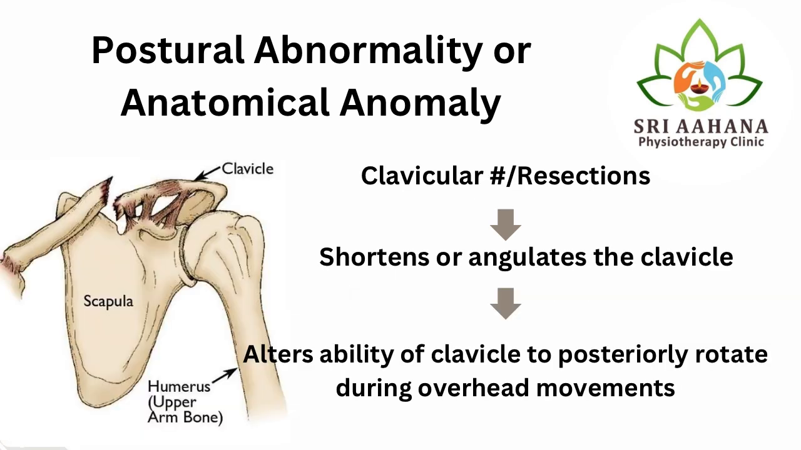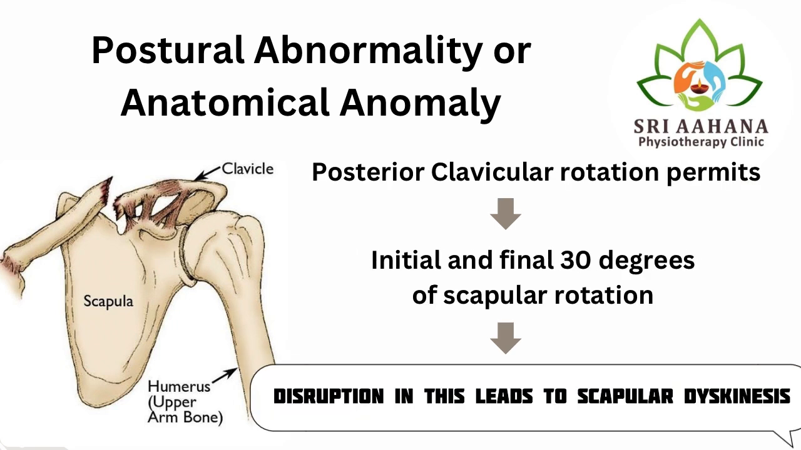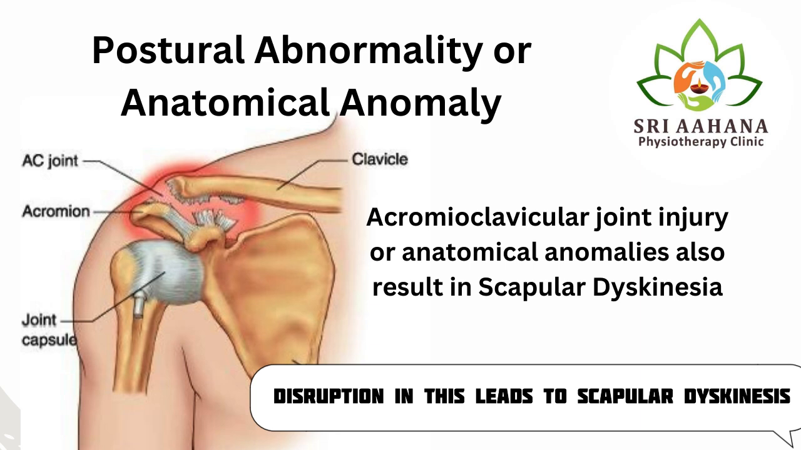When there is clavicular fracture, it shortens or angulates the clavicle. It thereby alters the ability of the clavicle to posteriorly rotate during overhead movements. Whenever you do overhead flexion or abduction, the clavicle has to posteriorly rotate. So this movement will be hindered. This posterior clavicular rotation permits initial and final 30 degrees of scapular rotation. When there is disruption in this, it leads to scapular dyskinesis.